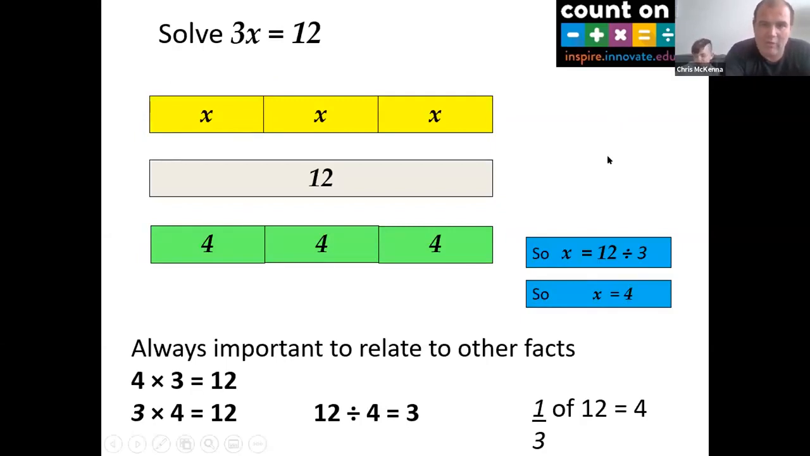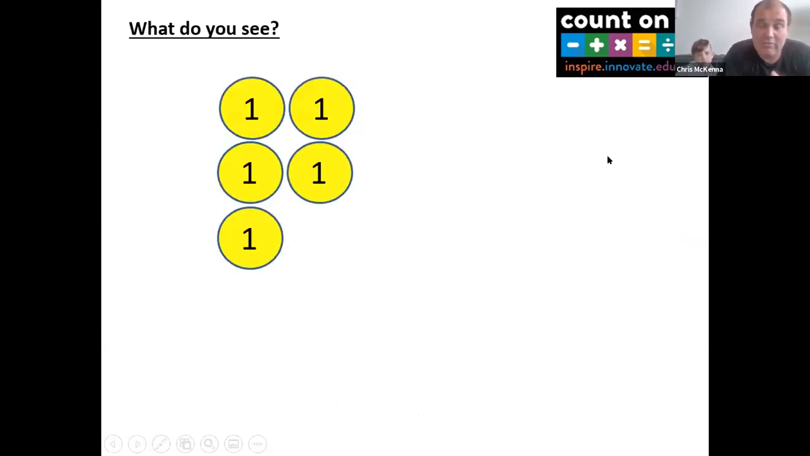Right, so next what I want you to do is type in what you see on the screen. What do you see on the screen? Type into the chat box, please, for me. 5 ones. So what's the total here? 5. So it's 5 ones, because I've got a 1 counter on it. So here we see we've got 5 ones, so the total equals 5. Yes?